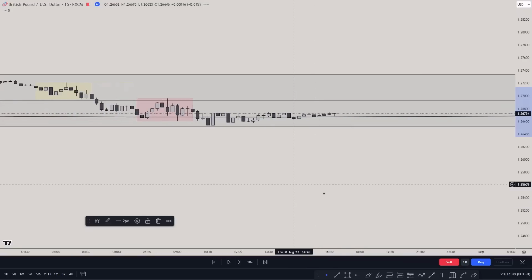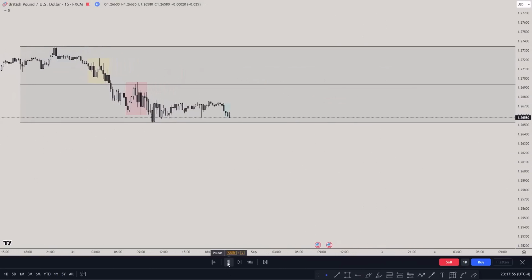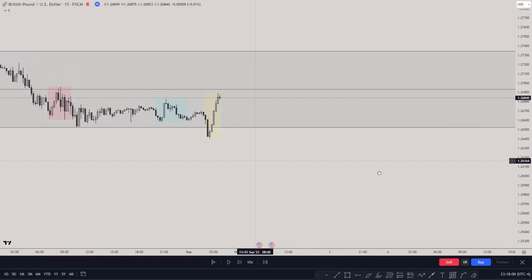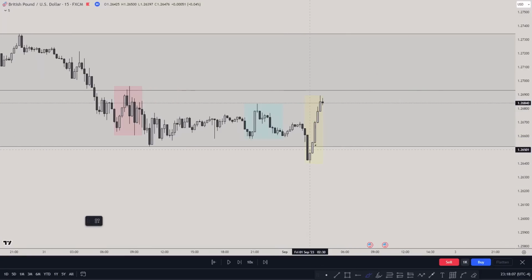So 15 minutes. Let's take a look at this. Now let's skip until London or New York. And we see London is here. So okay. Now London takes the previous daily low. Do we enter from here? No. No entry here. Right?